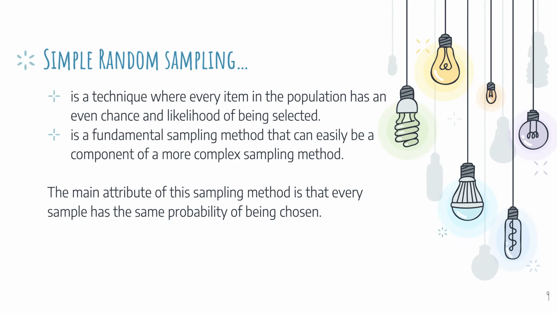It is a fundamental sampling method that can easily be accompanied by a more complex sampling method. And you'll see that because for the other ones, for the stratified sampling and the cluster sampling, we need to use a simple random sampling within them, and we refer to this as SRS. So if you see those three letters together as we move forward in the video, please know that that's what we are meaning when talking about simple random sampling. The main attribute of this sampling method is that every sample has the same probability of being chosen.